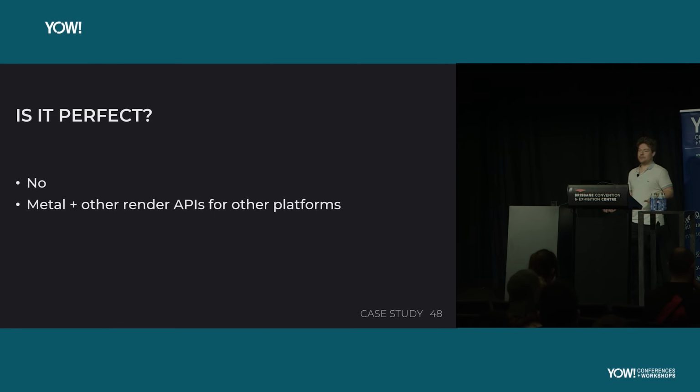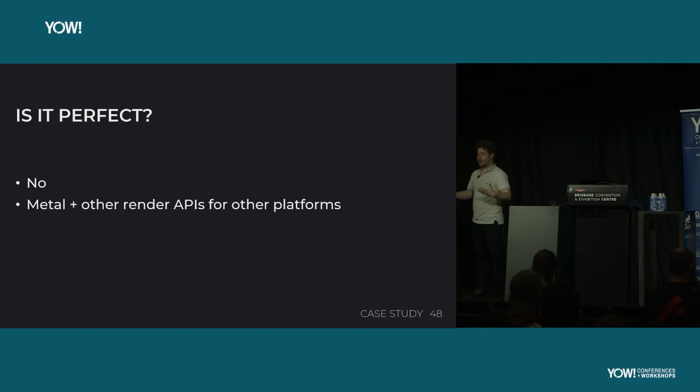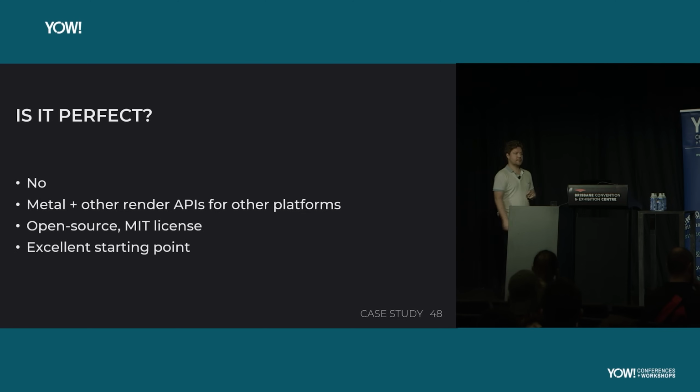Because it doesn't support Metal, which is Apple's rendering API, and maybe we want to make a game for PlayStation. Well, we need Sony's rendering API, so they don't support everything, right? But it is open source and it is MIT licensed, so at the very least, it's an excellent starting point. You can just add support for those other backends, and because there's already code and an abstraction layer established, that makes it a lot easier than if you sat down and had to design something like this yourself from scratch.